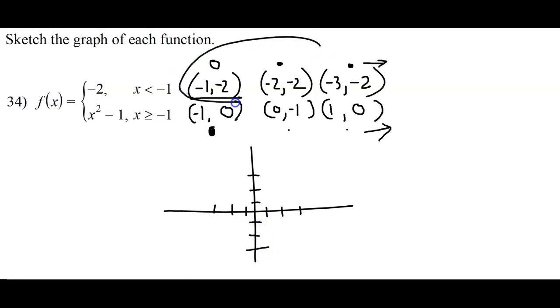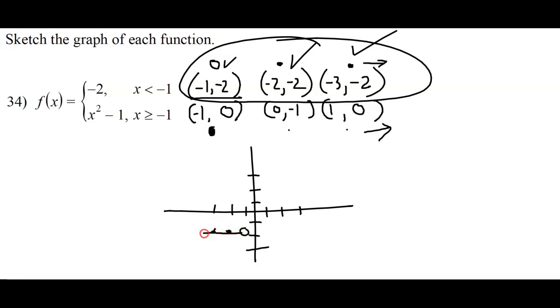So let's start with the ones on the top here. I'm going to start at negative 1, negative 2. That's right here. And I'm going to use an open dot for that one. That takes care of that point. Let's move on to the next one. Negative 2, negative 2. It's right here, closed dot. And then let's do the last one. Negative 3, negative 2. That's right here. And starting at the boundary point, we draw a line through it, and then we let an arrow keep going to the left after that.